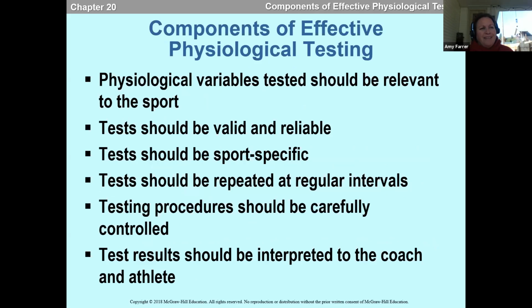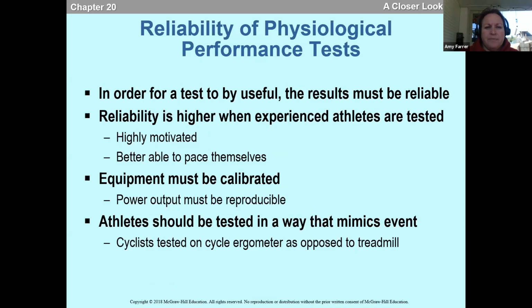We've already talked about how the physiological variables we're testing should relate to the sport that we're looking at. They should be valid and reliable tests. Again, we've already talked about sport specific. Do them regularly so you can track progress and change. You have to control the procedures. It has to be something that can be duplicated and similar. We have to interpret what we're actually seeing. Are we seeing what we think we're seeing? Are we just getting information? Are we actually trying to put that together?